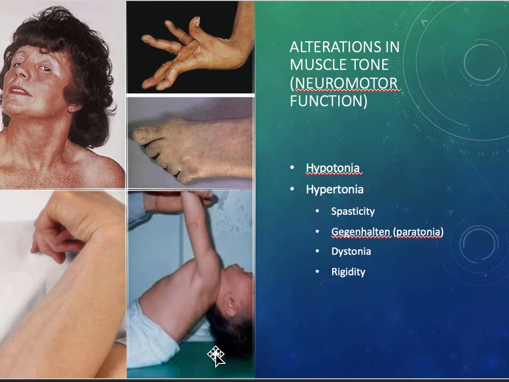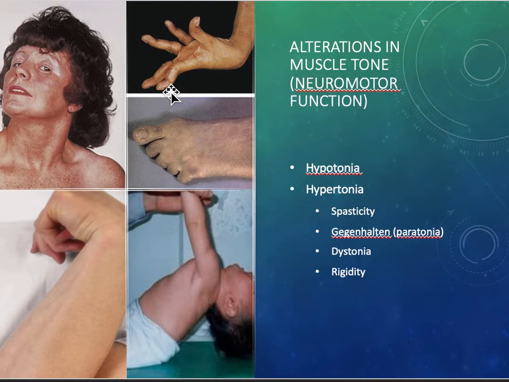Spasticity is a particular type where muscle spasms are increased by movement. And so these patients have exaggerated reflex responses. Here are examples of spasticity. I'm sorry, this one is the example of spasticity. The person was reaching for something, but they have muscle spasms.